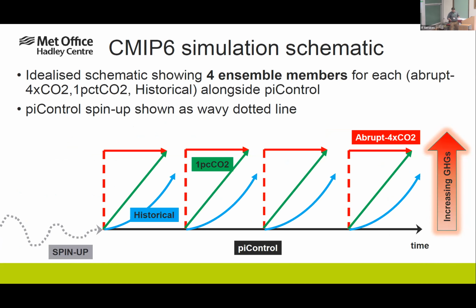So when you do your ensembles, you've got to do this a load more times. And generally what we would do is we spin up our pre-industrial control. That takes a lot of time. And then you run the pre-industrial control and you spin all these bad boys off at various different periods.